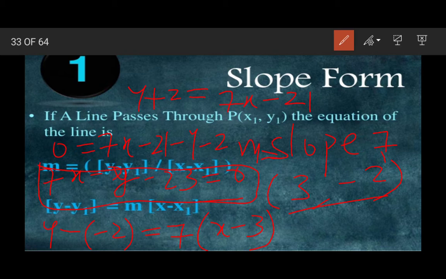So the first form is when the slope of a line is given and one point on the line is given, then we can find the equation of the line by using the slope point form.